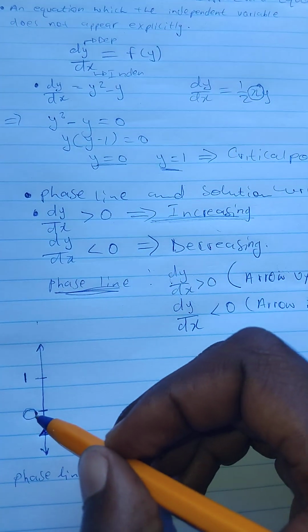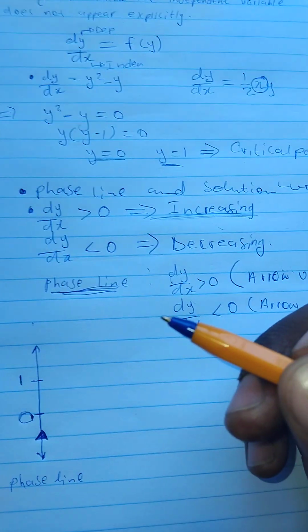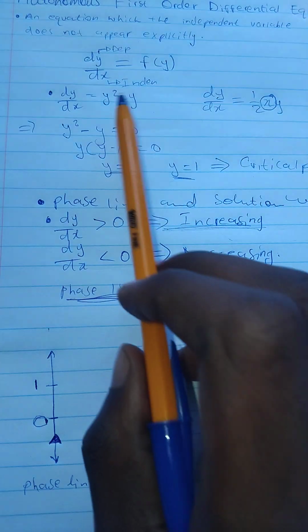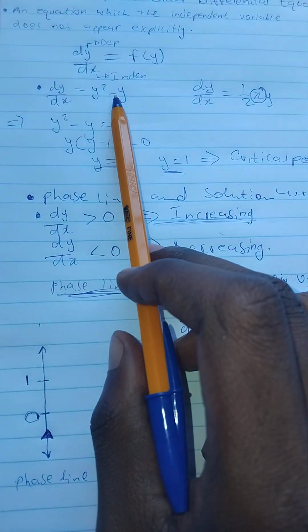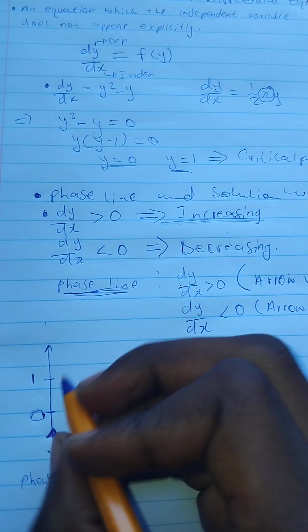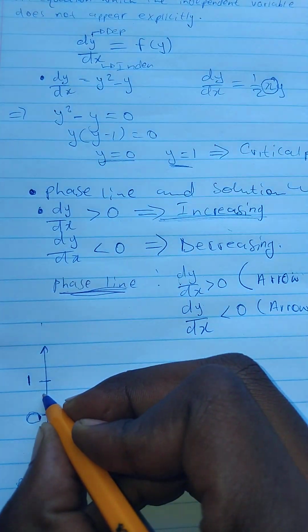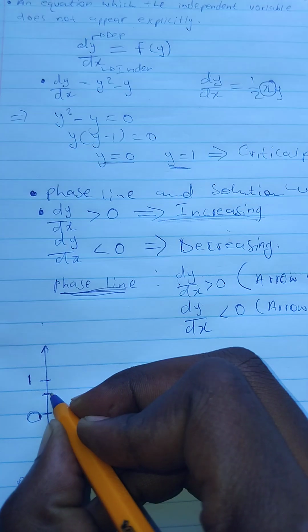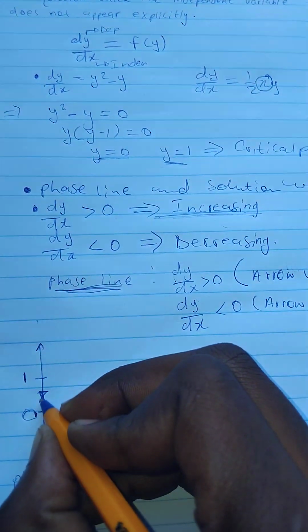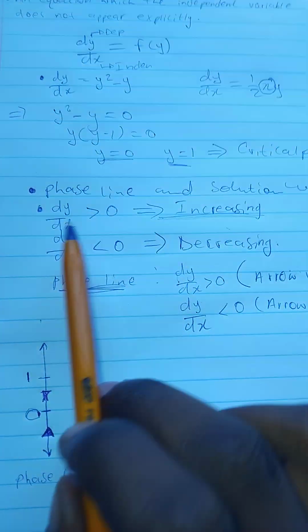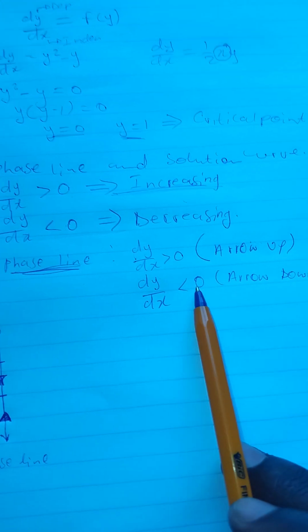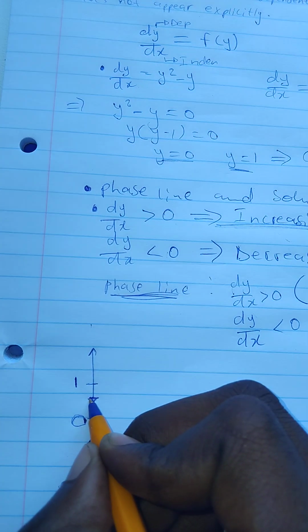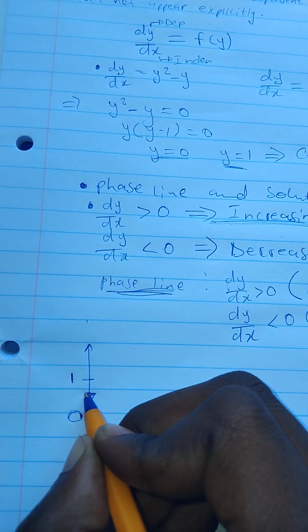And in between 0 and 1, I can take half square, it will remain positive, then we have a negative right there. That means we're gonna have an arrow facing down. If we have negative, our dy by dx is less than 0, decreasing. When dy by dx is less than 0, we have arrow down, isn't it? So our arrow here is gonna face down like that.